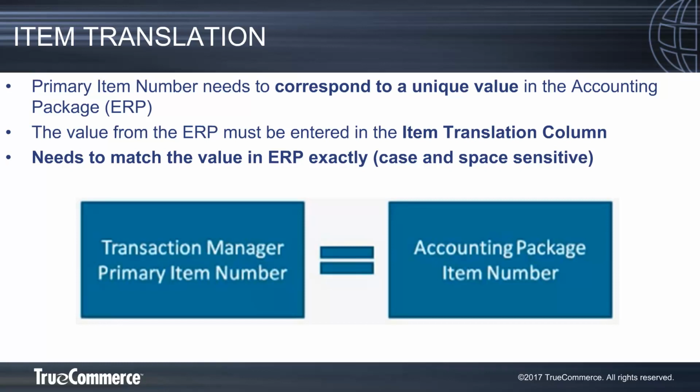Once the primary item number is established, the next step will be to complete the item translation column. The item translation column must be populated with the unique value for each item from your accounting package that corresponds to each value in the primary item column. The item translation value must be spelled exactly how it appears in your accounting package. It is also case and space sensitive.